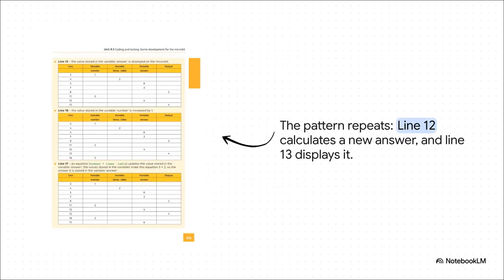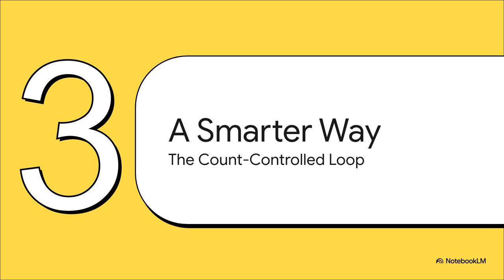And here's where that tedious pattern just smacks you in the face. Line 12 does the next calculation, 2 times 2, which updates answer to 4. And then line 13 shows it. We're doing the exact same thing again. There has to be a better way, right? And of course there is.